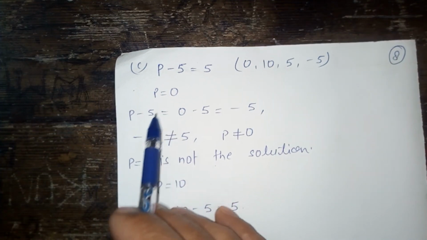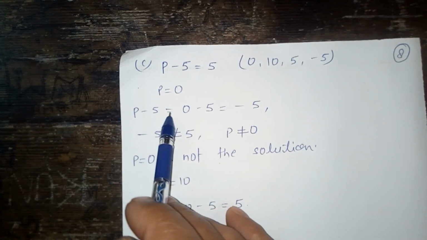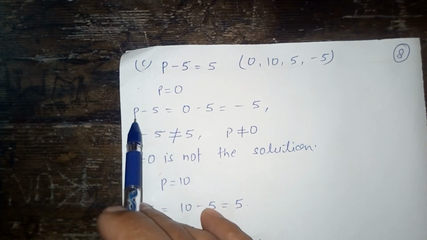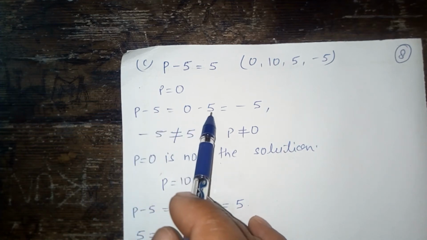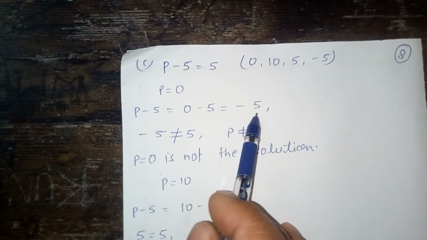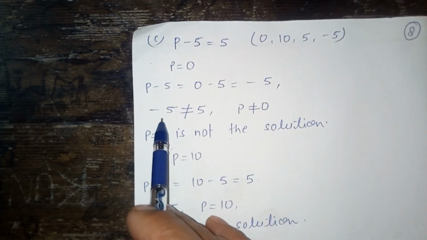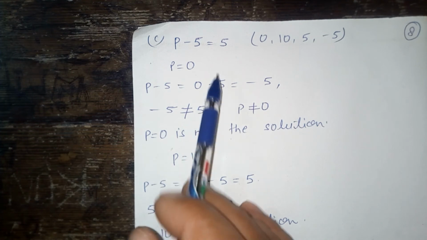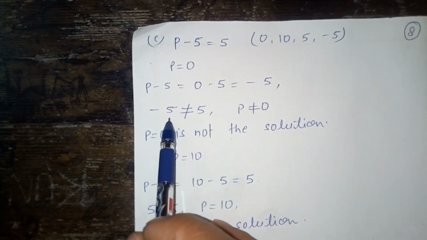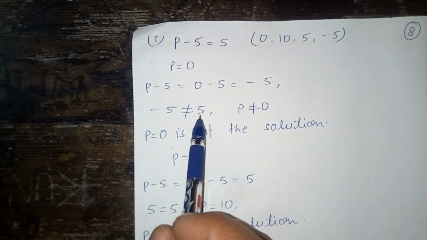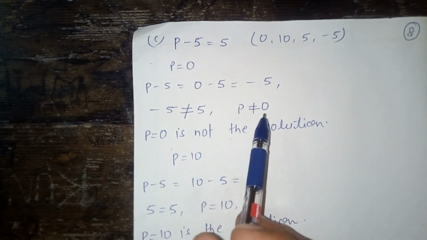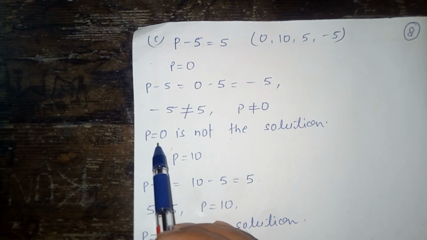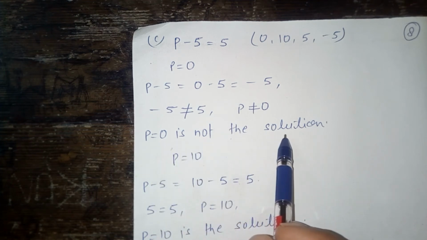P is equal to 0. P minus 5 is equal to, in place of p we will write 0. 0 minus 5 will give you minus 5, and minus 5 is not equal to 5. Therefore p is not equal to 0. So p is equal to 0 is not the solution.